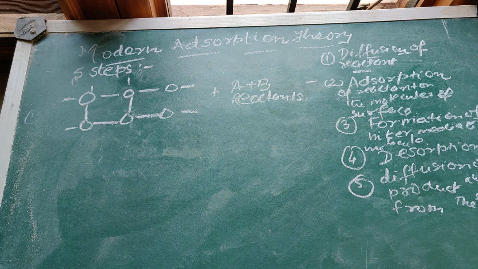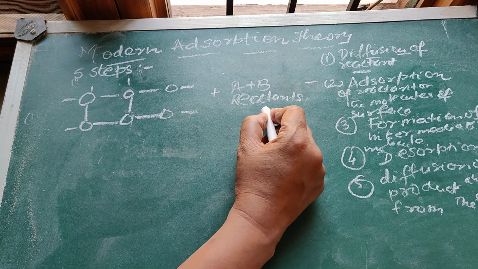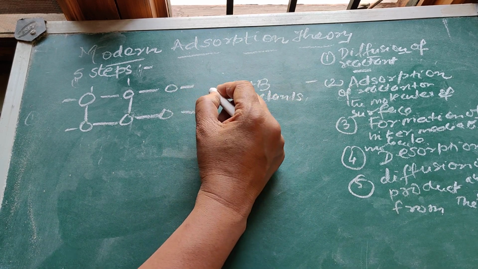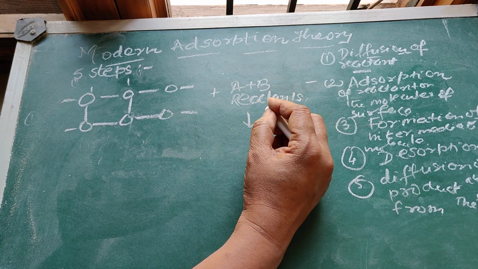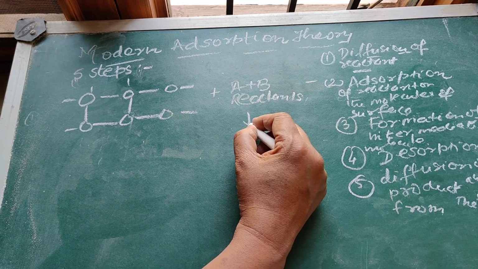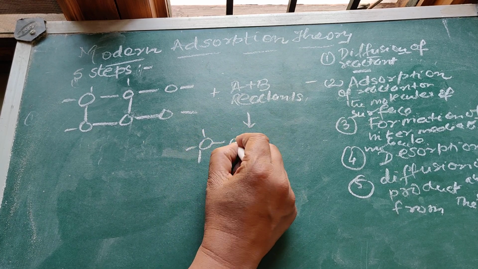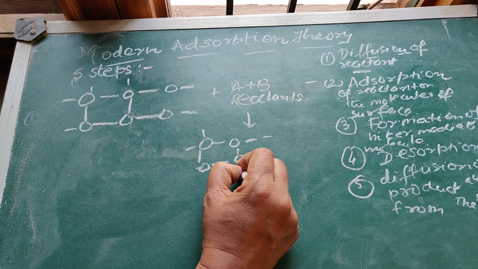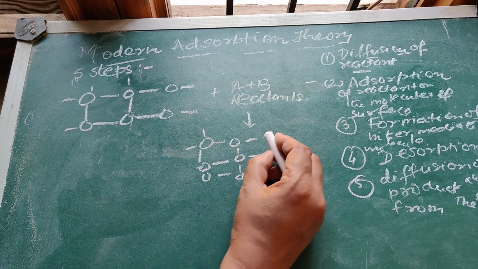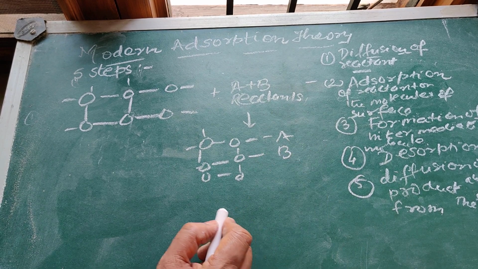So diffusion of reactant: when it reacts, what will happen? It will try to go on the surface of these molecules of the surface, and then it gets attached, that is adsorption takes place. So suppose A and B get adsorbed here.